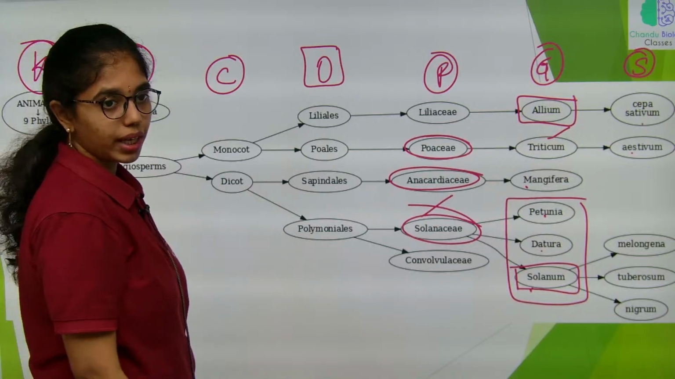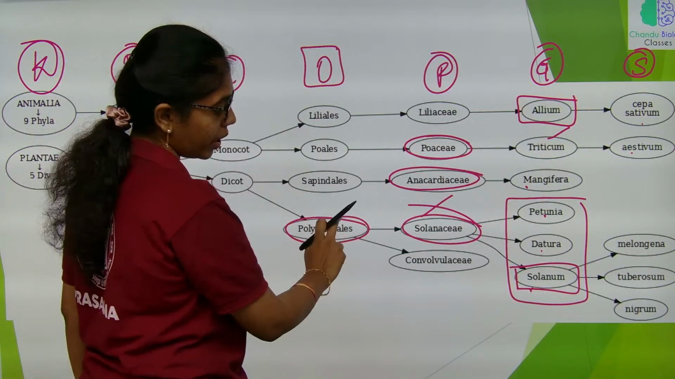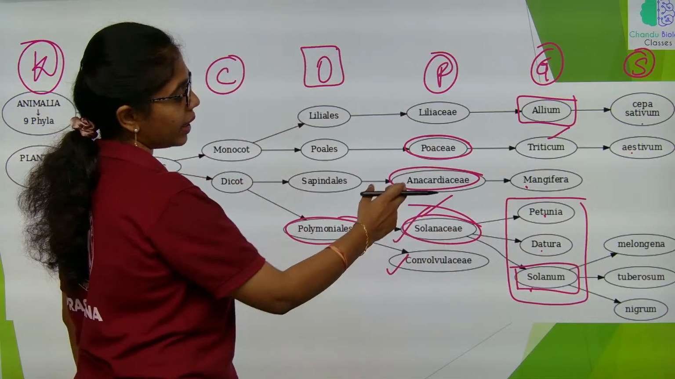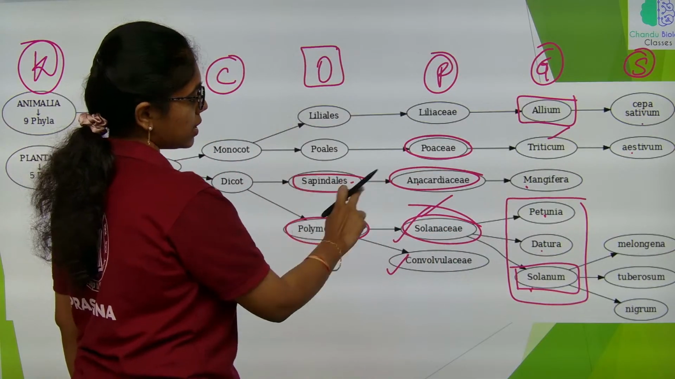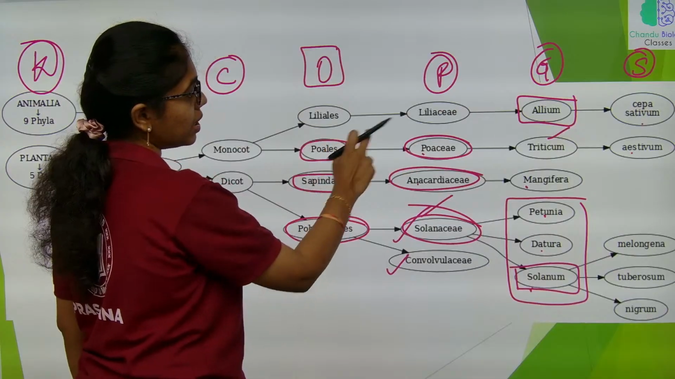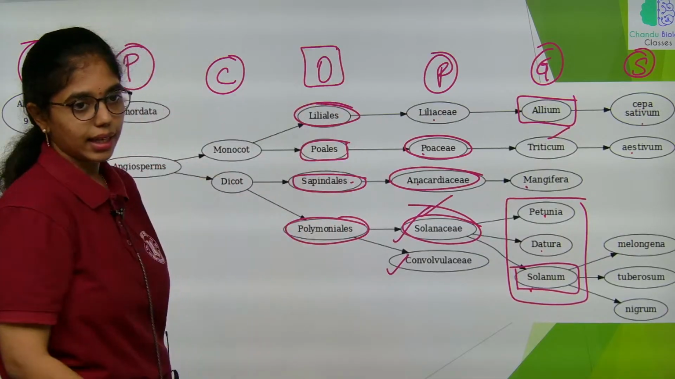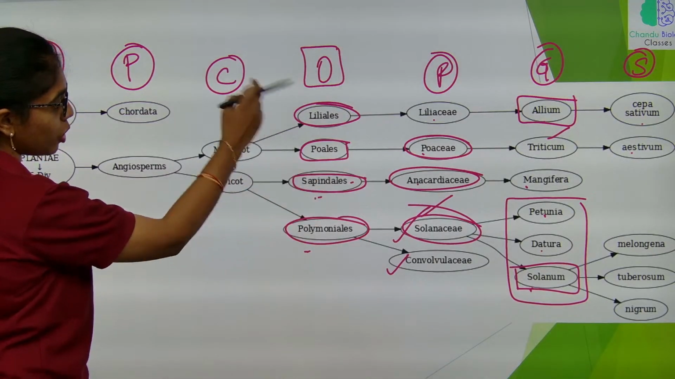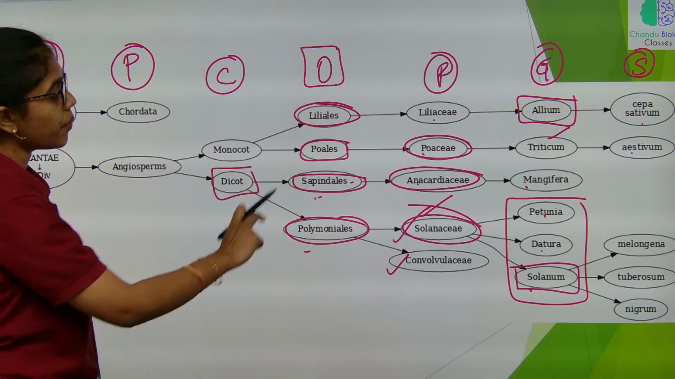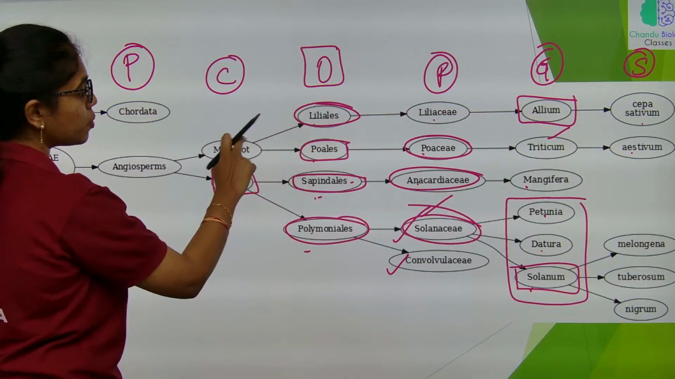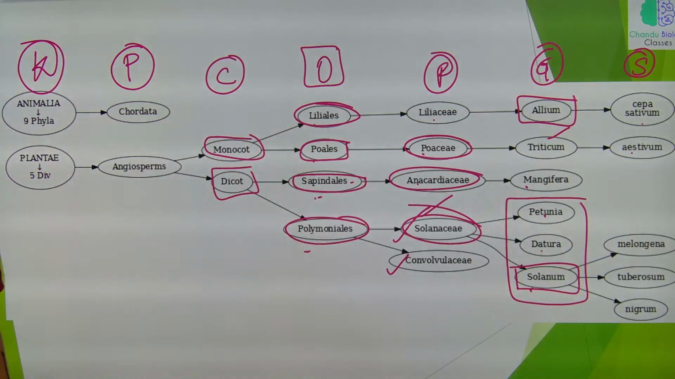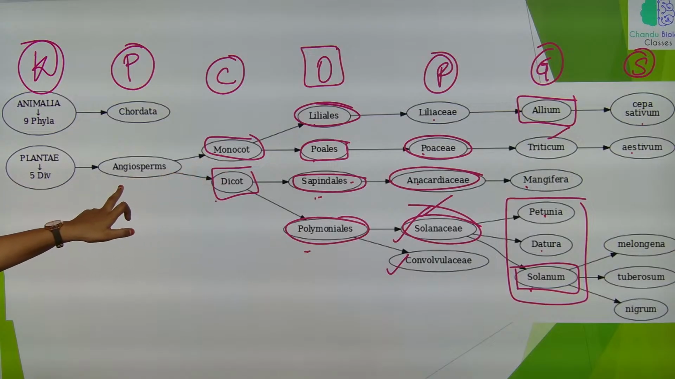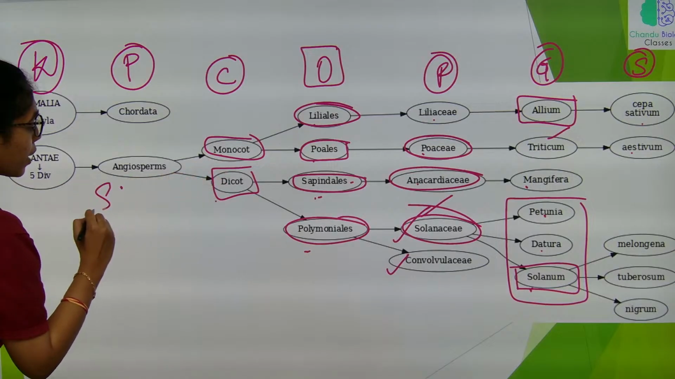Next, Polemoniales. Polemoniales is the order which includes Convolvulaceae and Solanaceae. And then Anacardiaceae belongs to Sapindales, Poaceae to Poales, Liliaceae to Liliales. Then Polemoniales and Sapindales belong to the class Dicotyledons, Poales and Liliales belong to the class Monocotyledons. Yes, right. Next, monocots and dicots come under angiosperms because they are spermatophytes.